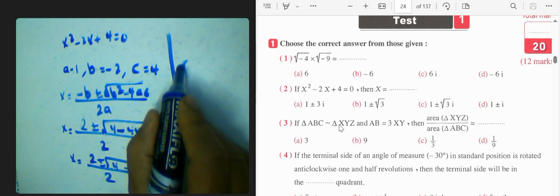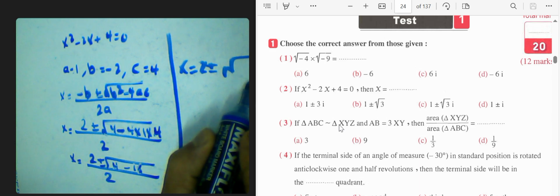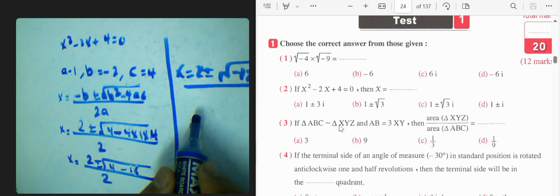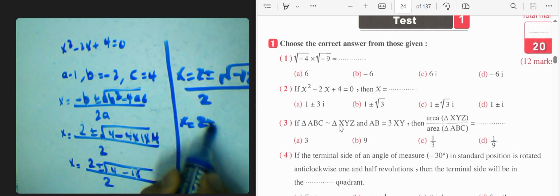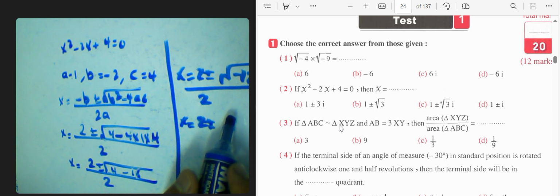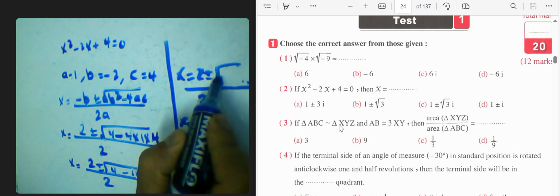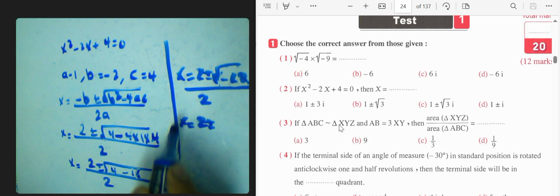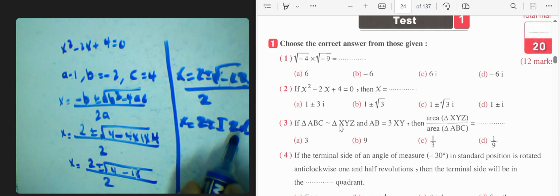X will be equal to positive or negative square root of 4 minus 16 will be negative 12. Okay, we have negative 12 here over 2. Then the value equal to positive or negative square root of 12. It will be 2 root 3 and write i here. 4 times 3 equal 12. Okay, it's clear. We have here square root of negative 12. Okay, it's clear now. Write i and 2 root 3.